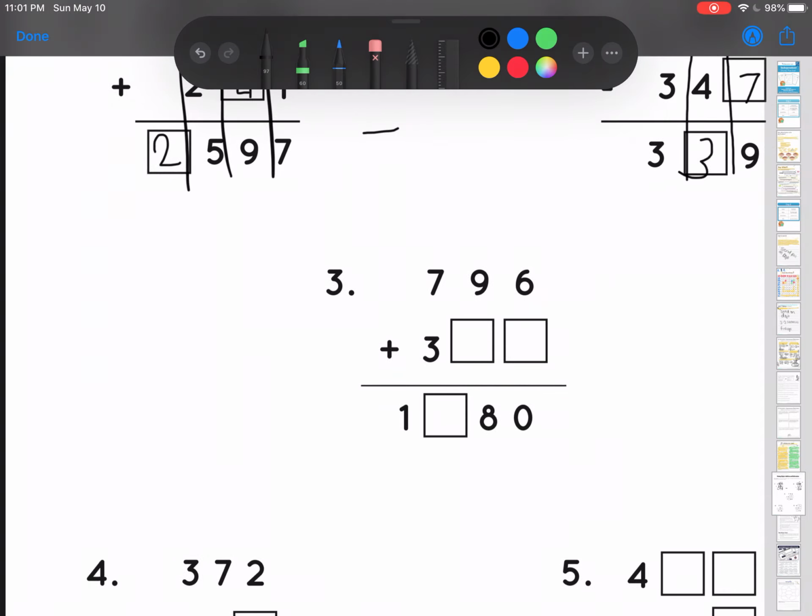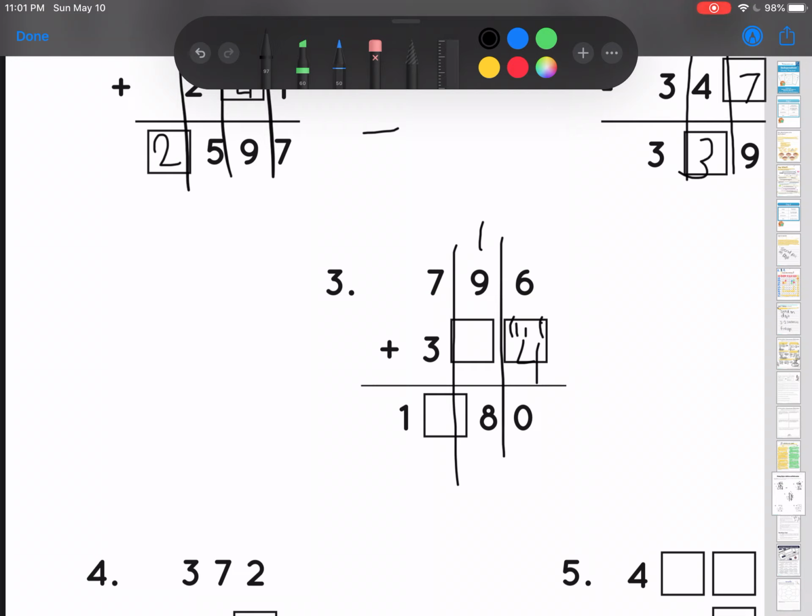Alright, let's look at the next one. Again, I'm going to split it up. 6 plus blank equals 0. Oh, I can't go from 6 to 0, but I can go from 6 to 10. So 6, 7, 8, 9, 10. So I added 4 here, and I got a 10.